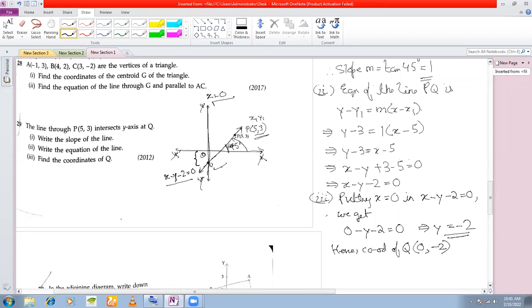Now, if they ask you what is the y-intercept of the line, what should be your answer? This length is the y-intercept. And how much is this length? Minus 2. So your y-intercept is minus 2 units. If they ask you, okay? So note y-intercept is equal to minus 2 units. Okay, fine. So I'll stop here.